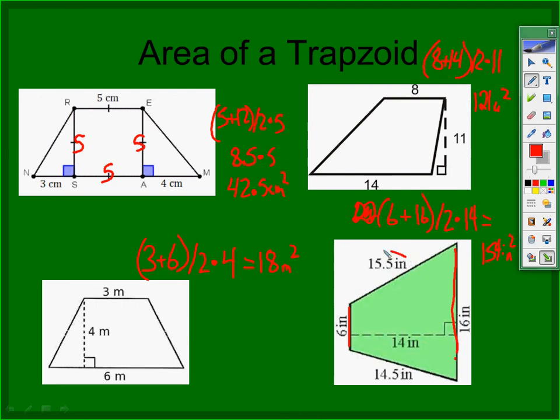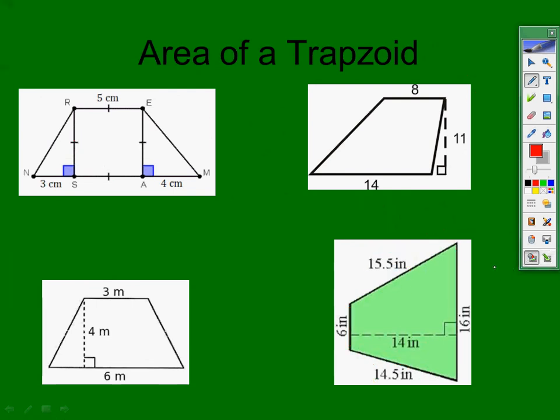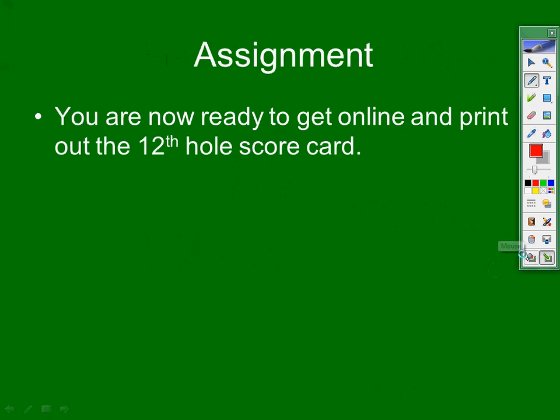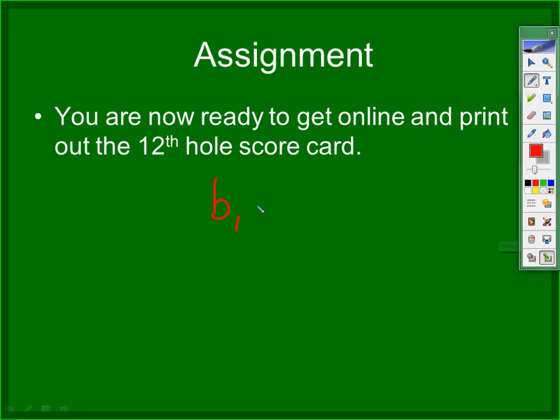And you can see these two measurements were not used. My bases are parallel to each other, and my height is perpendicular, and these two do not fall in either of those categories. In summary, you're looking at base 1 plus base 2 in parentheses divided by 2 gives me the average of my bases, multiply it by the height, and that equals my area.